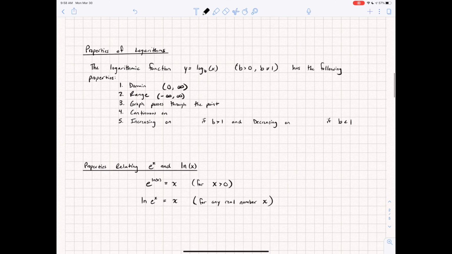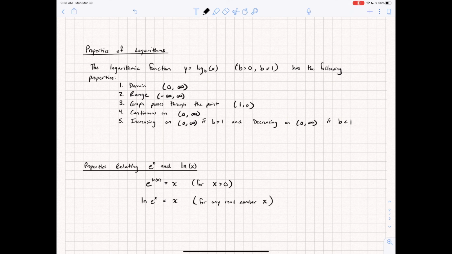Now a logarithm will always pass through the point (1, 0). It is continuous on the interval from 0 to infinity, so its domain. So there are no vertical asymptotes that we need to worry about. If b is greater than 1, then I'm going to increase from 0 to infinity. But if b is less than 1, I'm actually going to decrease on this interval from 0 to infinity.